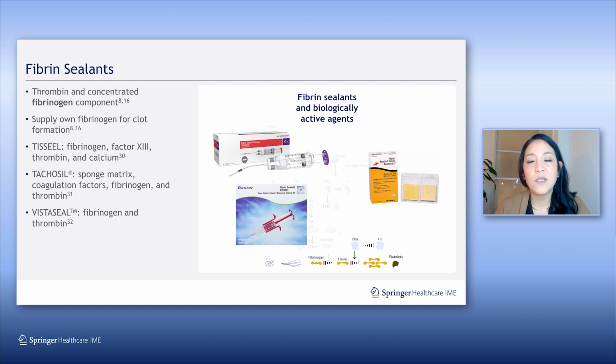The last category I want to mention are the fibrin sealants. These have both a thrombin and a concentrated fibrinogen component. So one thing I really want to stress here is that this is the only agent that supplies its own fibrinogen for the clot formation. Some examples of this category are Tisseel, Tachosil, and Vistaseal. And the components, as you can see here, of each are shown. So now that we know how these agents work, Dr. Lewis is going to delve more into how we select the appropriate agents for your patients.